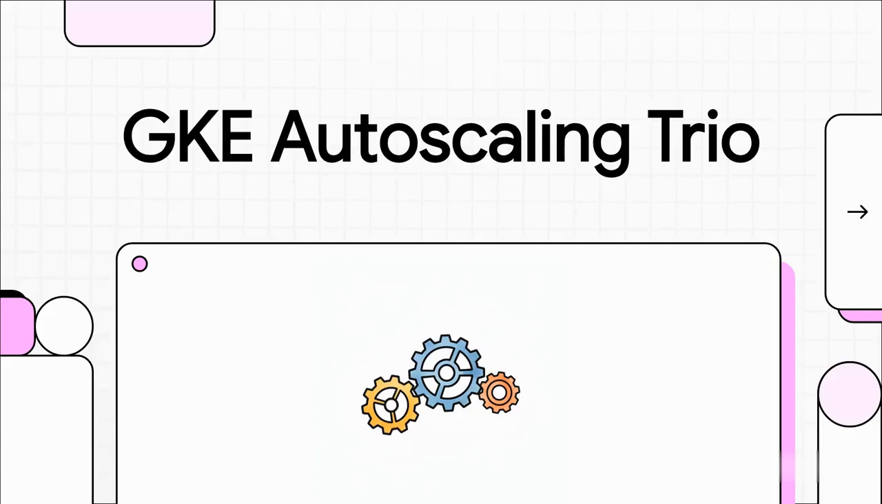All right, let's jump right in. If you're running workloads on GKE, you know you have three really powerful autoscalers available. But here's the thing. Using them by themselves is like having incredible musicians play without a conductor. So in this explainer, we're going to show you how to harmonize this trio so they perform together like a world-class orchestra, perfectly in tune with your app's needs.